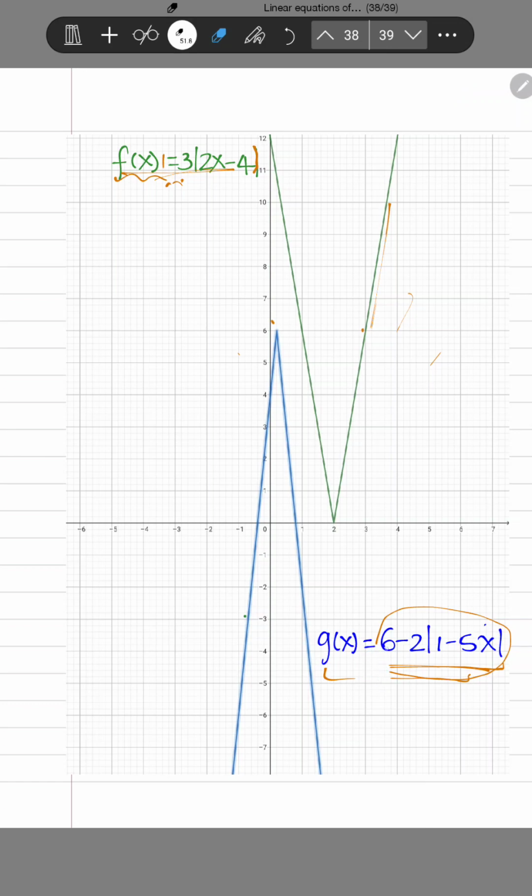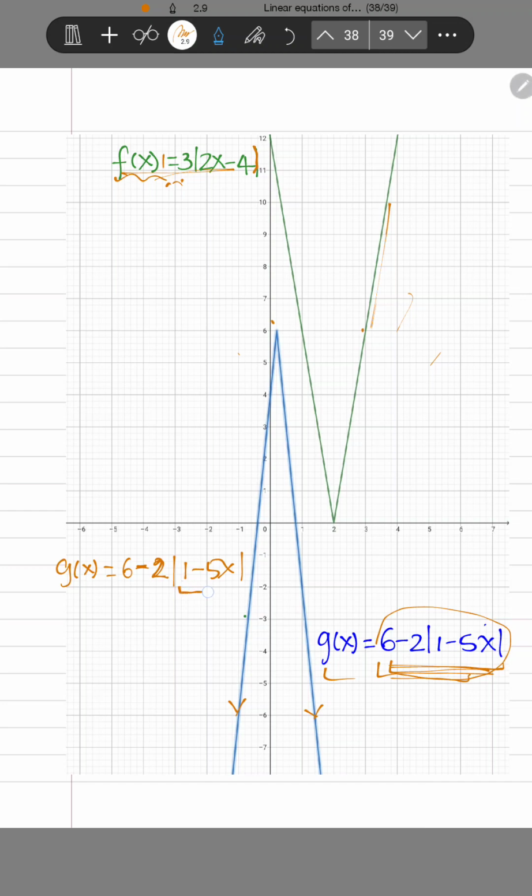Let's talk a little bit about, again, the characteristic of g of x, which is 6 minus 2 times an absolute value of 1 minus 5x. In this one, because it is a negative coefficient in front of the absolute value, the graph will open downwards. But if it opens downwards, it will go indefinitely. We cannot talk about a minimum value, but we can only talk about the maximum value where it can reach.